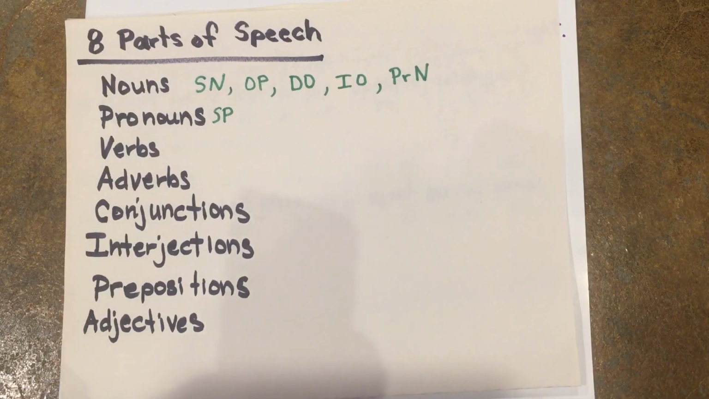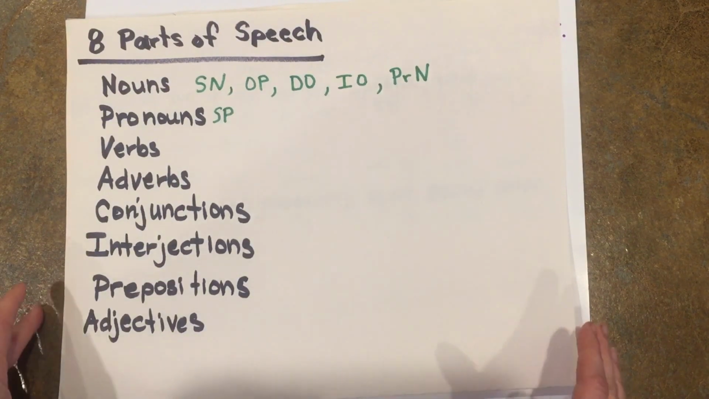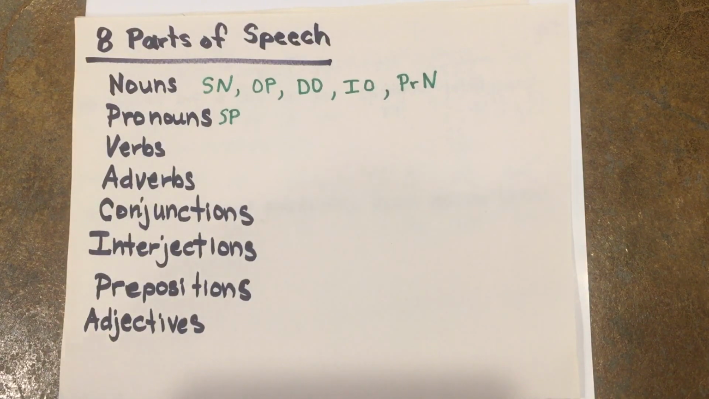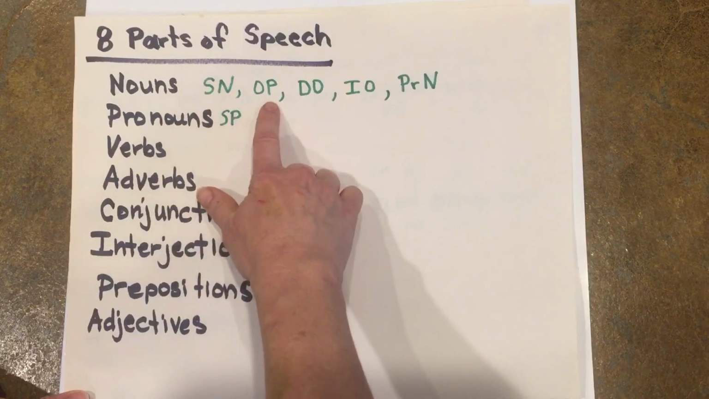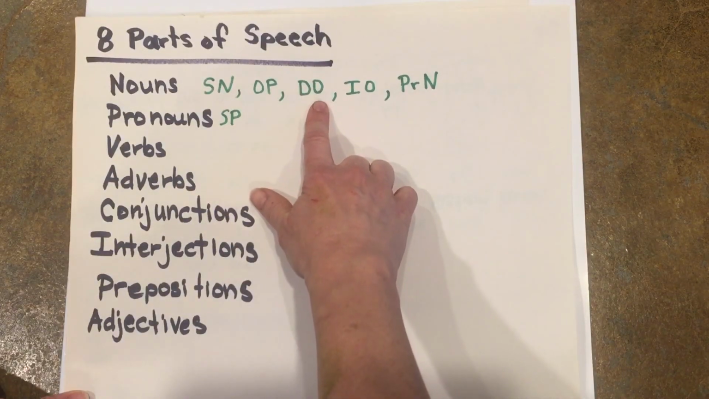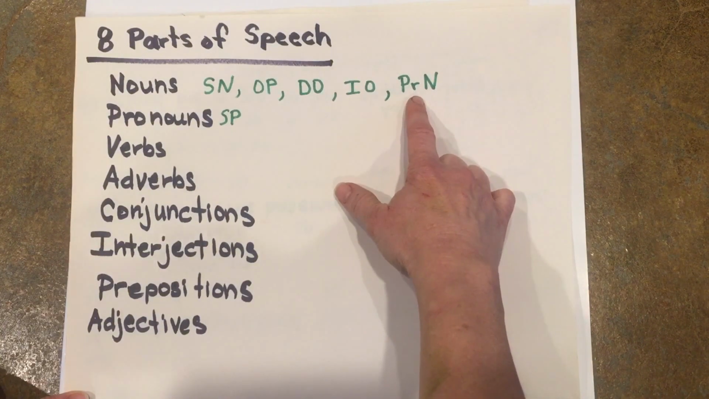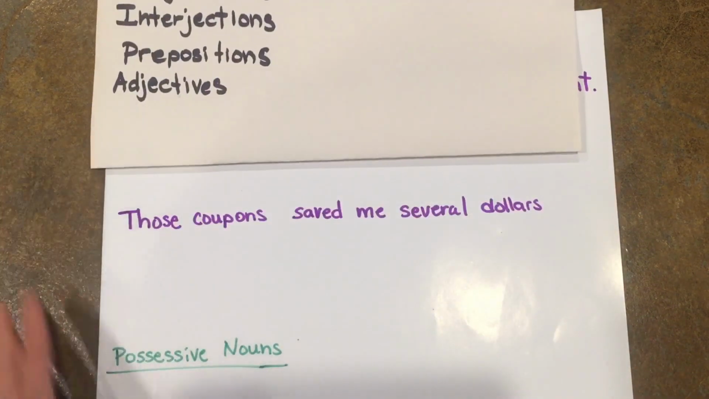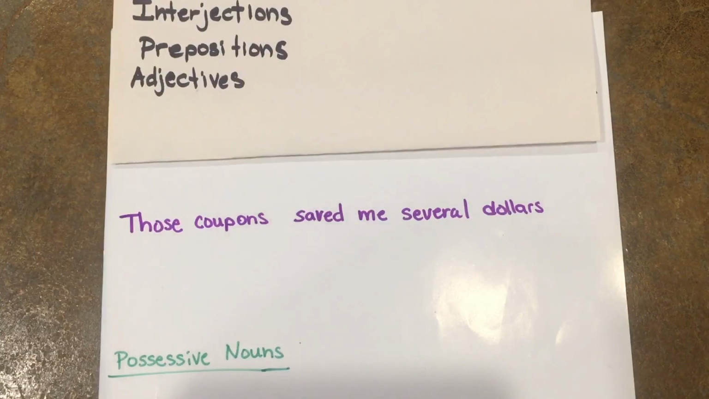Okay, so we remember that in a sentence, every single word is one of these 8 parts of speech. Last time we talked about how nouns can be subject nouns, objects of the preposition, direct objects, indirect objects, and predicate nominatives. All right, let's do a little warm-up sentence. Do you see my sentence here? You can just do it verbally with me. Those coupons saved me several dollars.